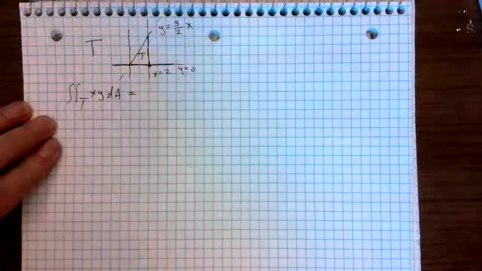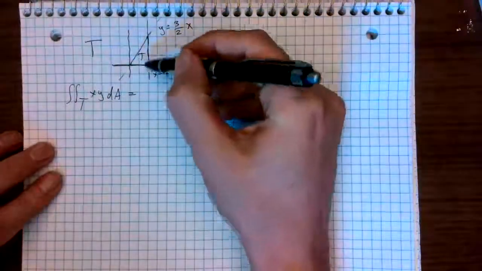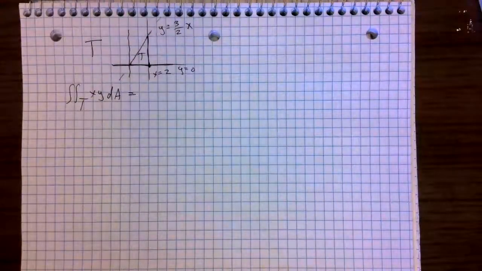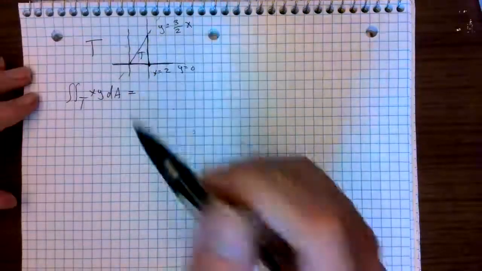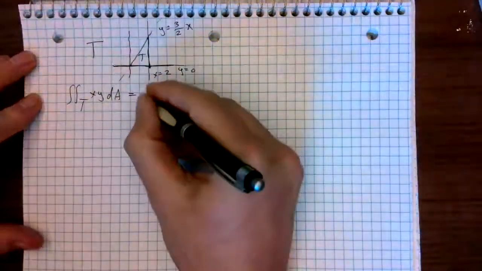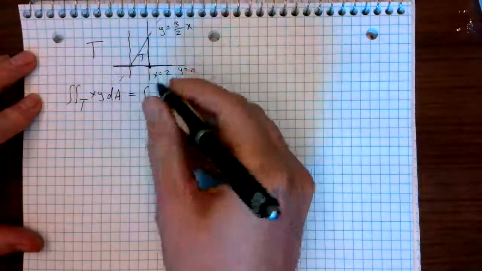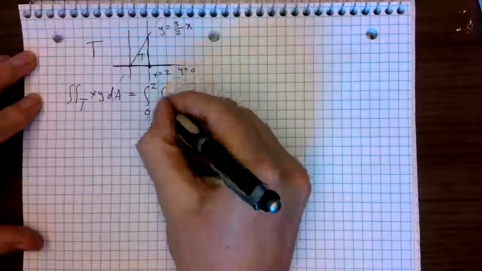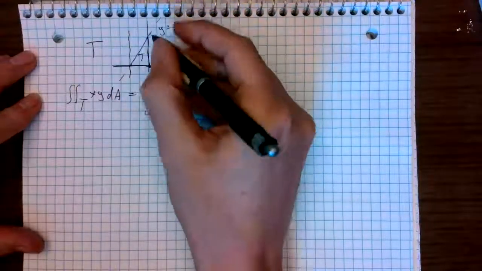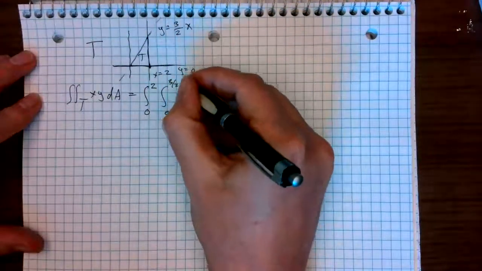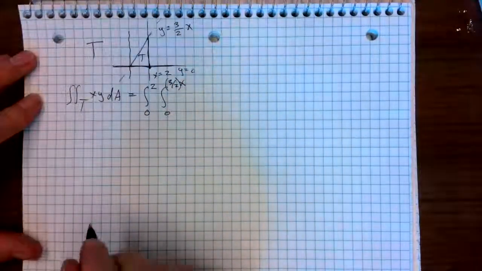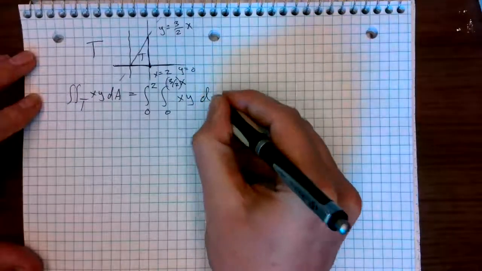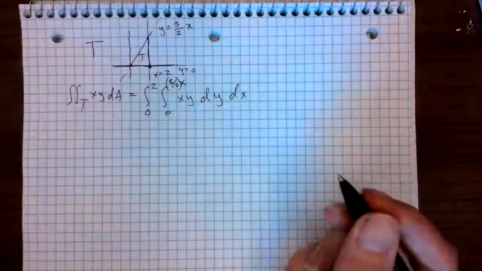Now, we did it horizontally simple. This triangle is also vertically simple, so we could just set up the integral in the opposite way. We could start at x equals 0, go up to x equals 2, and then we could start at y equals 0 and go up to 3/2 x. Again, just so that there's no confusion over here, xy dy dx, okay?